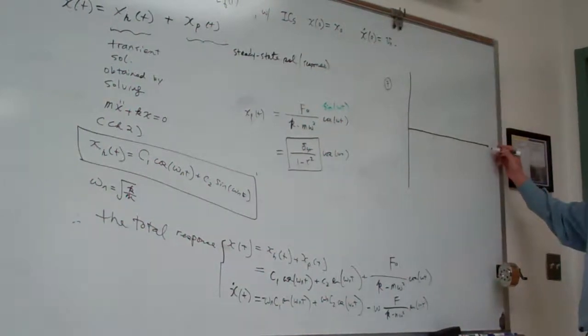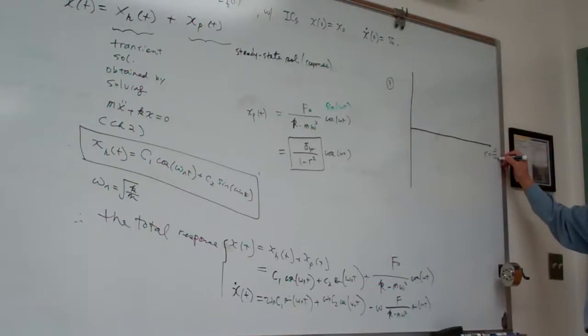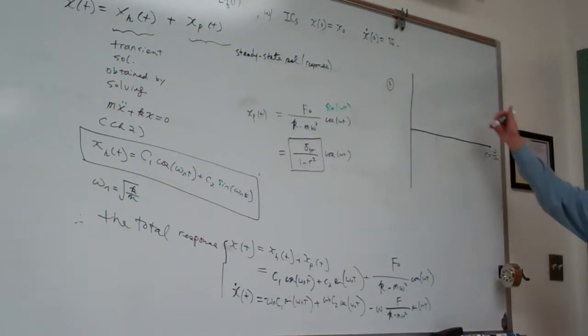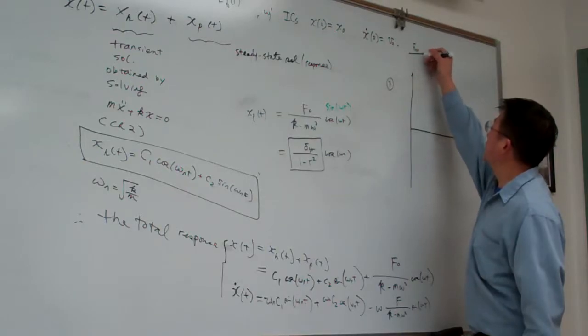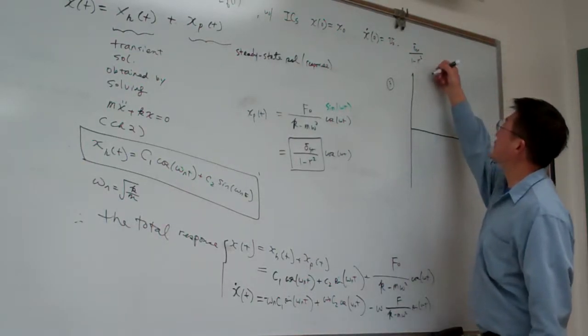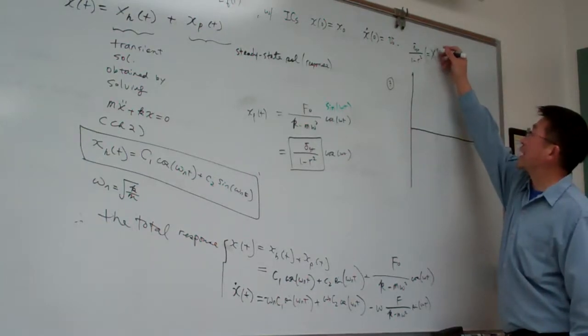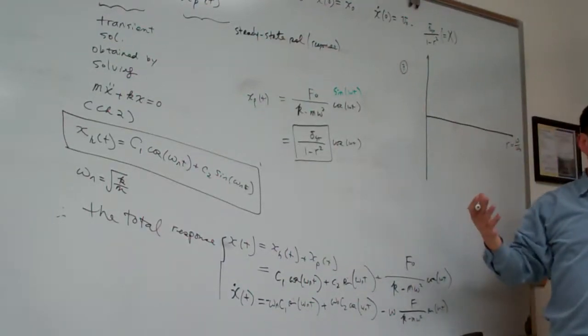So here I'm using r as a notation, simply omega divided by omega n. r is a variable and depends on the frequency, the working frequency ratio. So this one is the magnitude, delta st over 1 minus r squared. Sometimes you will see the textbook using capital X. Capital X means the magnitude of the steady state response.